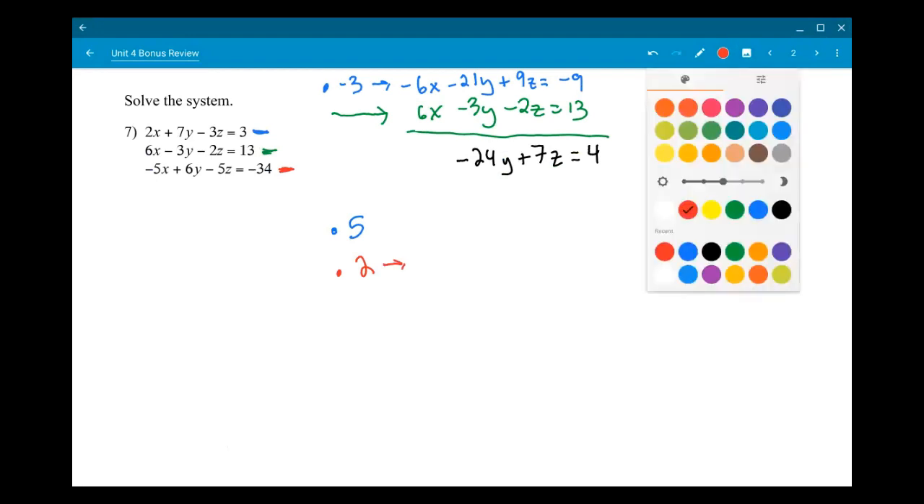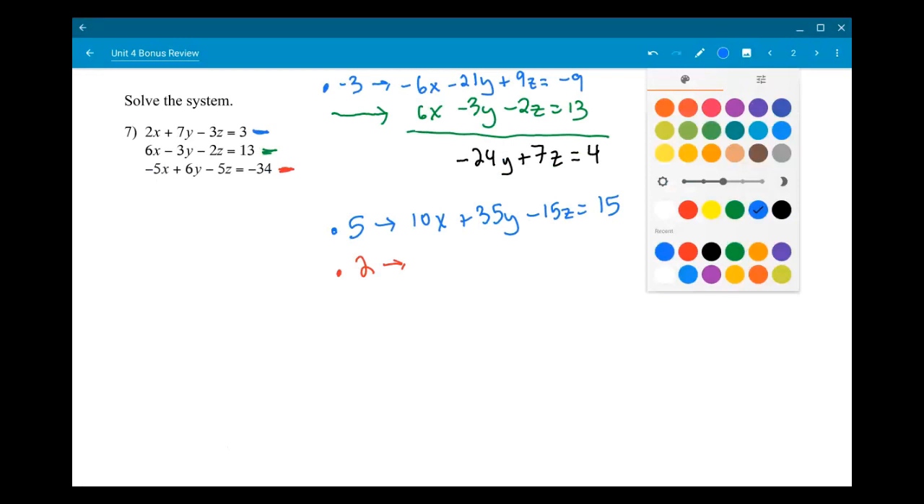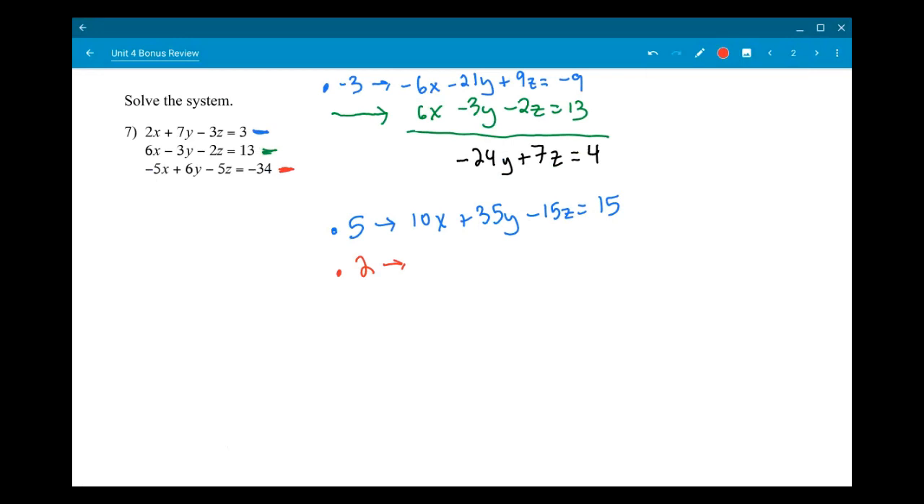So multiplying the blue one by 5, I get 10x plus 35y minus 15z equals 15. And then multiplying my red one by 2, I've got -10x, 12y, -10z equals -68.